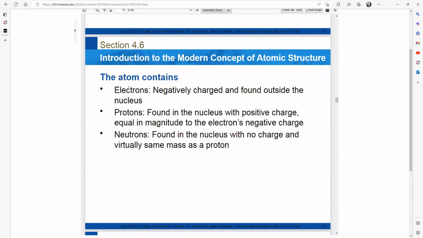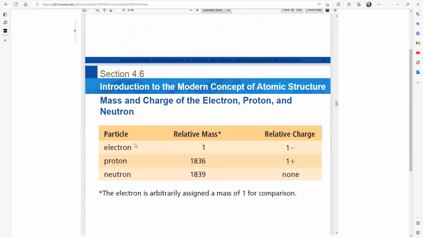The atom contains electrons, negative, that are around the nucleus. Protons and neutrons are in the nucleus. Protons are positive and neutrons are neutral. Then you can see that the electron has a relative mass of 1, while a proton and a neutron have about 1,836 and 1,839 relative mass.